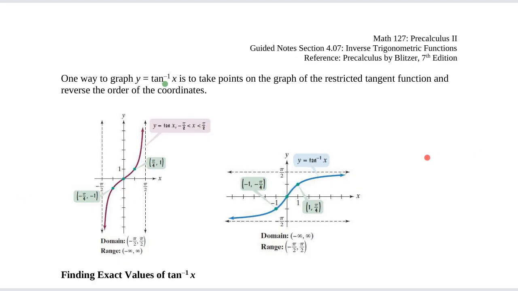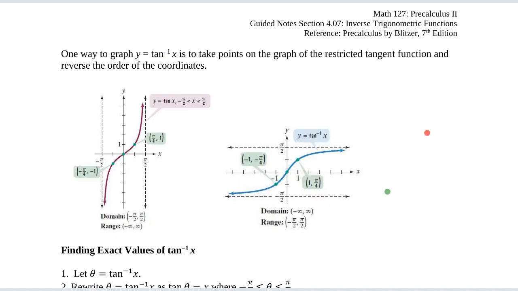So let's go ahead and examine the graph before we start with the examples. Just as before, the graph is obtained by reflecting the restricted tangent graph across y equals x. If you draw these two graphs in one coordinate plane, you will see that they are symmetric across y equals x. One thing you'll notice immediately is that the inverse tangent looks different from inverse sine and inverse cosine. The graph continues infinitely, as you can see, to the left and to the right.